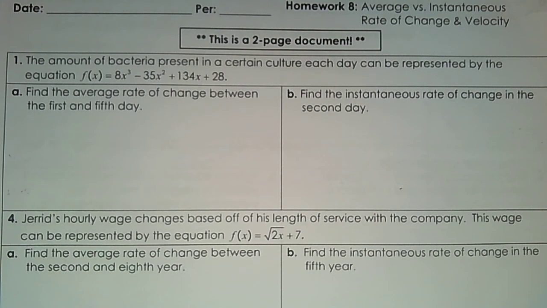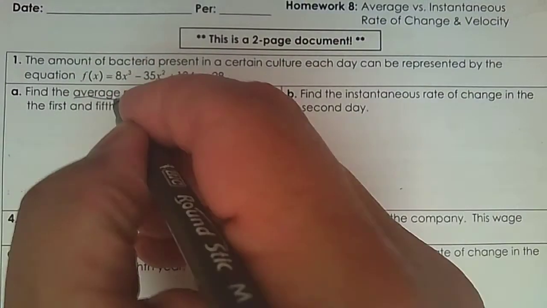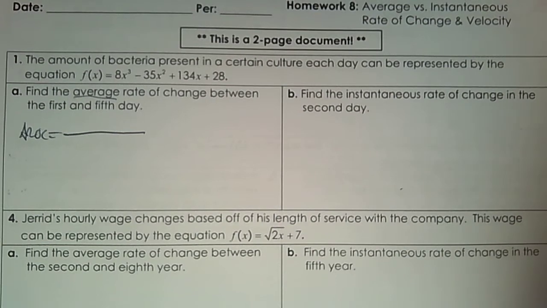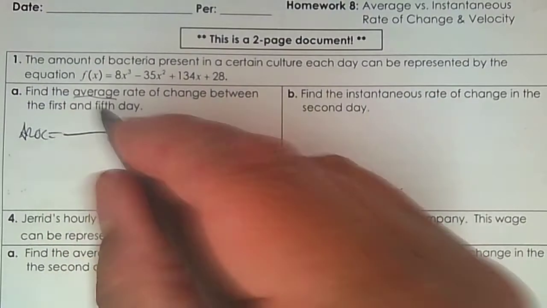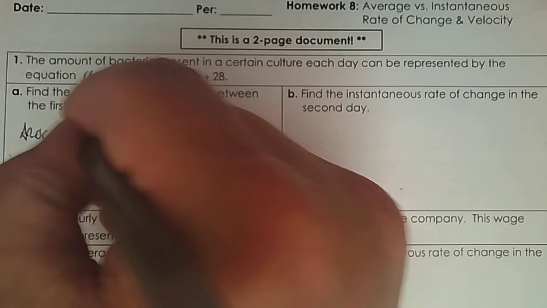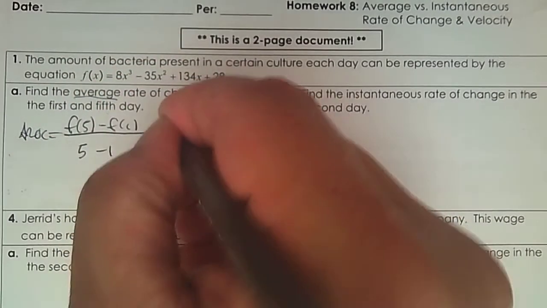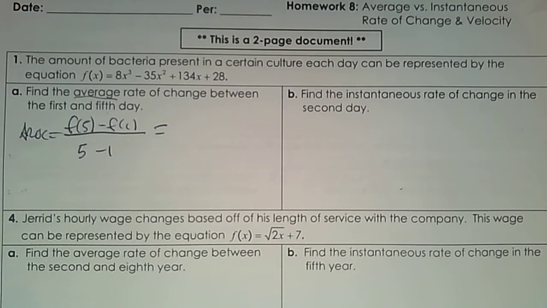The amount of bacteria present in a certain culture each day can be represented by that equation. It says find the average rate of change. That's AROC. So AROC is using 2 points, and that's between the first and fifth day. So we're going to start with 5, subtract 1, and then 5, subtract 1. So that's y2 minus y1, x2 minus x1.